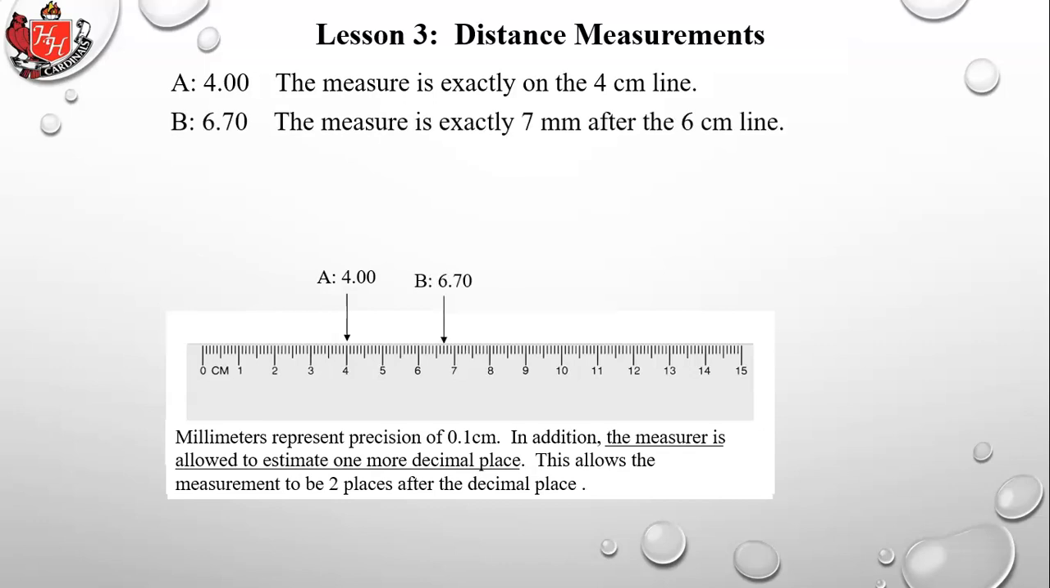So now we see one that's pointing exactly at 6 plus 7 more millimeters. So that's 6.7. Now, if you think it's pointing exactly at that 7th line after the 6, exactly, then it would be 6.70. You're allowed to guess that last digit.